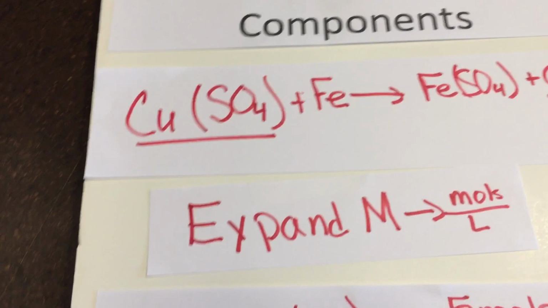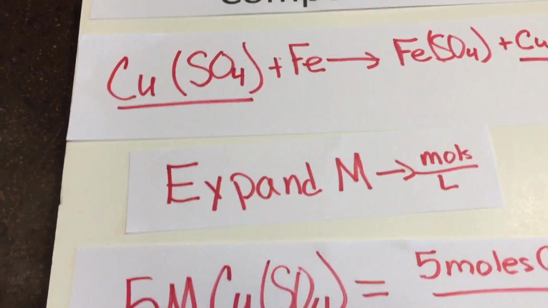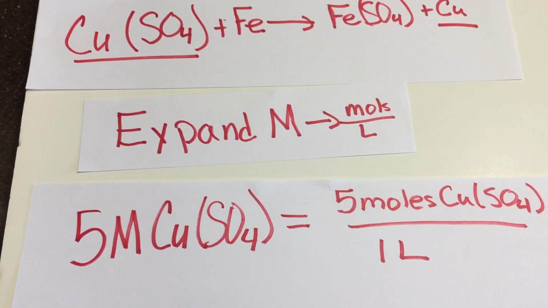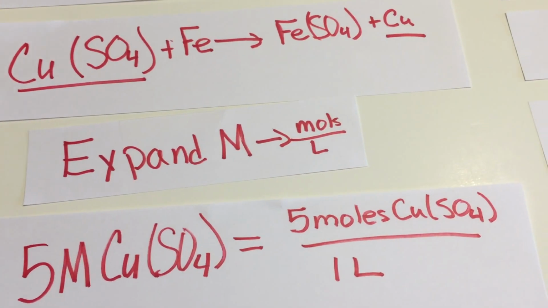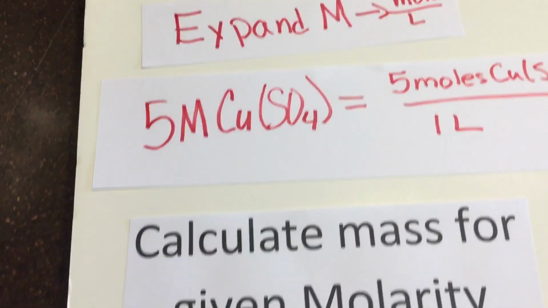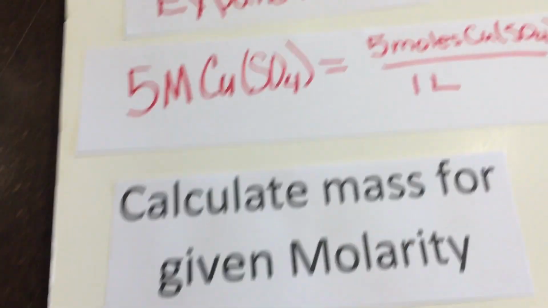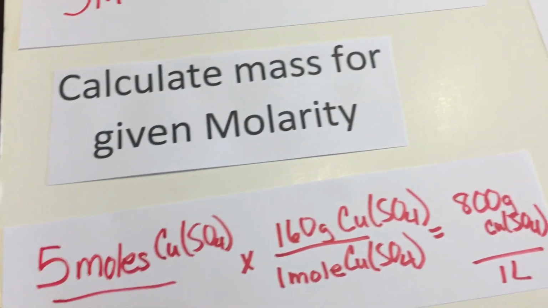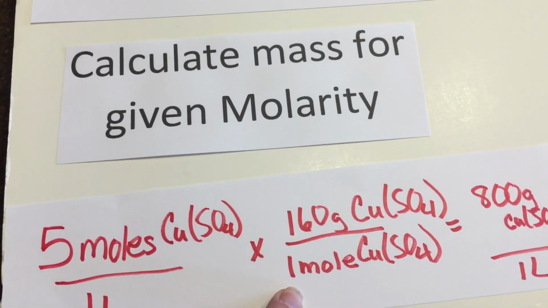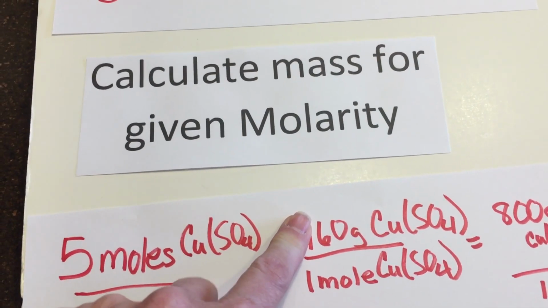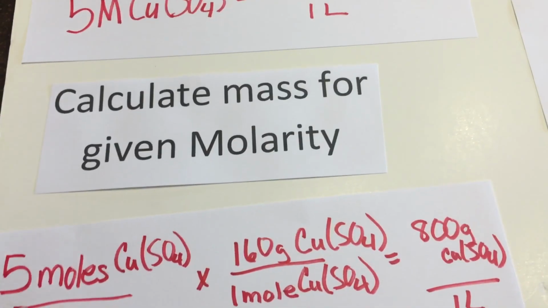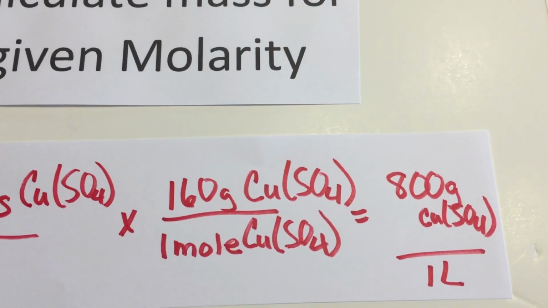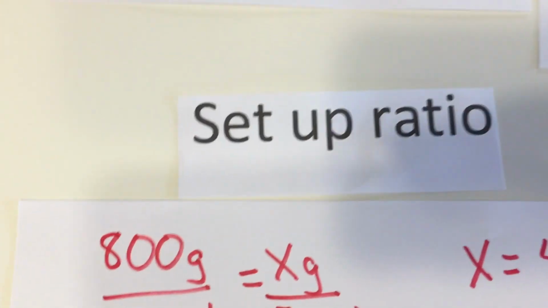Okay, so then we're going to expand molarity, moles per liter. So we're given 5 molar copper sulfate, and that equals 5 moles of copper sulfate per 1 liter. Okay, and then we're going to calculate the mass for the given molarity. So we have 5 moles of copper sulfate per 1 liter, and 1 mole of copper sulfate is 160 grams. So your moles will cancel out and you'll have grams, and we end up with 800 grams of copper sulfate per liter.